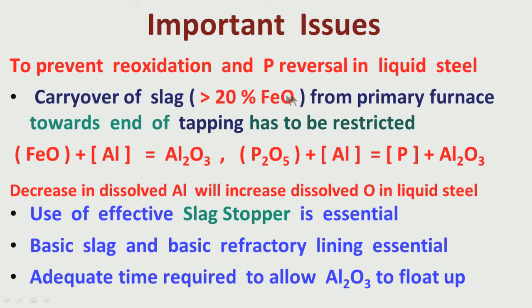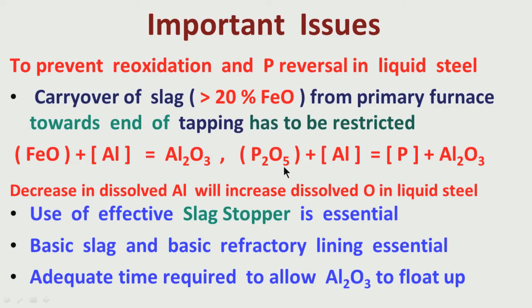Why? Because as I have told you, this slag has a very high amount of iron oxide. It is more than 20%, it can be 25%, it can be almost 30%. Total FeO, different types of oxides are there. So, assuming it is FeO, the amount is more than say 20 or 25%. If some of it comes to the ladle, it will react with the dissolved aluminum or dissolved deoxidant which is present in the liquid steel. This iron oxide in slag will react with aluminum in liquid steel to form alumina.